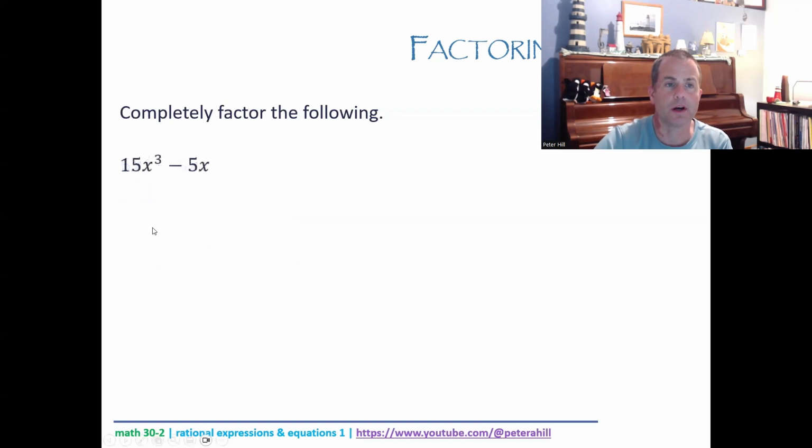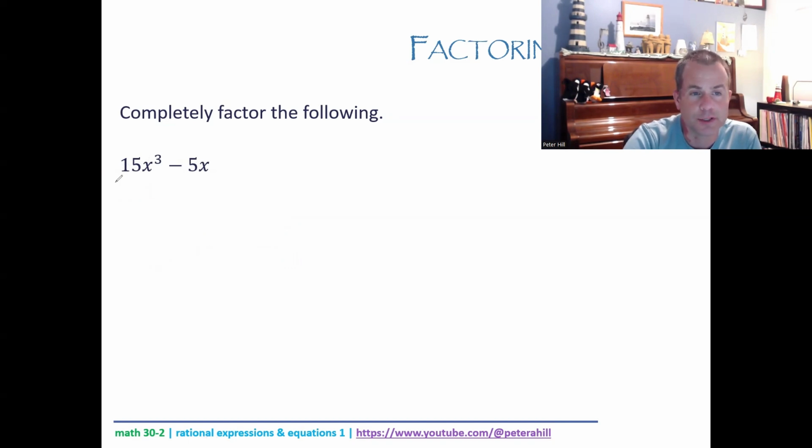Awesome. All right, 15x cubed minus 5x. What's common to both of those? Well, actually, 5x is common to both of those. Great little conversation to have here. And the question is, when I take that 5x out, what am I left with? Well, I know that 15x cubed divided by 5x, that's going to give me 3x squared.